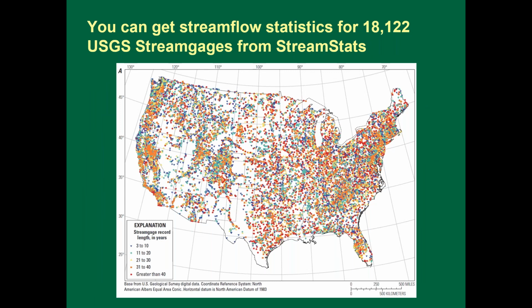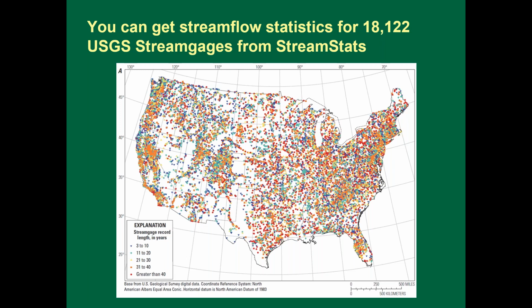Now there's 2,700 and something stream gauges already built into SELDM. Back in 2017, we did a study with Federal Highway and the USGS Stream Stats group. We did statistics for 18,122 USGS stream gauges that had 3 or more years of record during the 1901 through 2015 period.